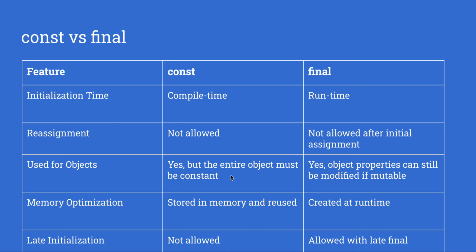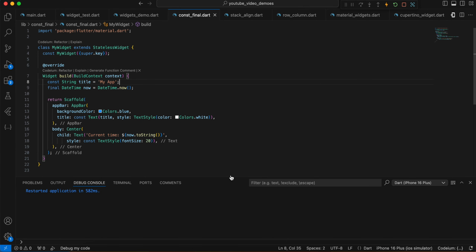Okay, so let's see the example for that. So here is the example. So the const String title is my application. So we don't change the title of the application. Okay, so it's constant, and the date and time is changed at runtime. So we use final. So this is the difference of const and final.